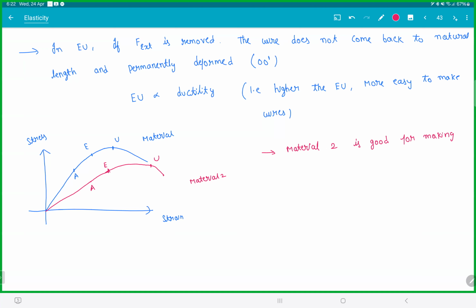So think of it like this, EU tells you how much you can stretch up to the maximum strength. Once you cross U, you'll start breaking down. So material 2 is good for making wires because EU is more. You will stretch much farther before breaking down.